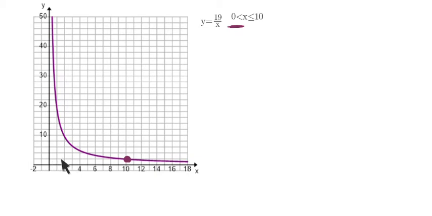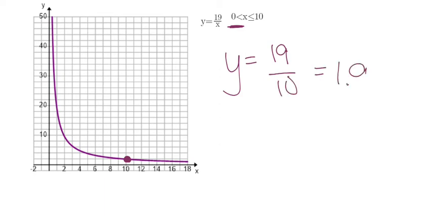Now we don't just want to estimate this point on the graph, we do want to use this equation over here and this known x value to find this y value. So what we can do to find this y value is plug in our x value. So I have y equals 19 over 10, and we get 1.9.